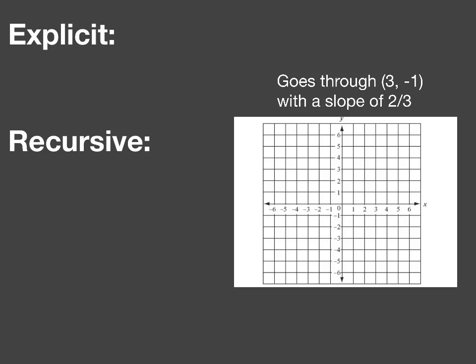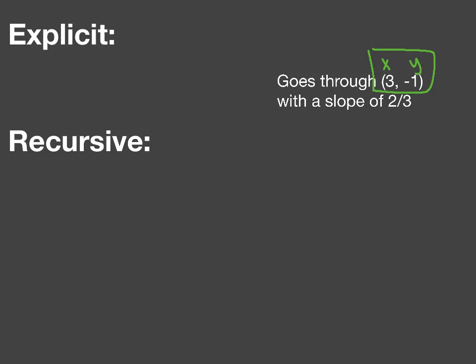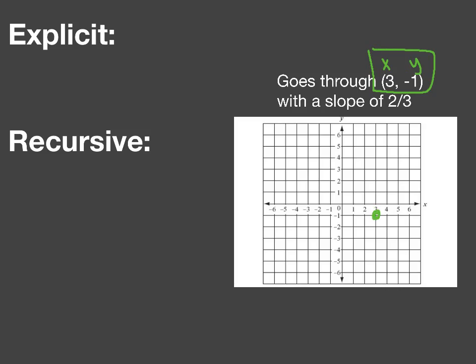Lastly, here's what we've got. Instead of a table or a graph, we've got a description. It's telling us that we have a line that goes through (3, -1) with a slope of 2/3. So if I graph this information, remember x and y, ordered pairs make one point. So I'm going to 3 on my x and -1 on my y to make my one point. Now I've got a slope of 2/3, so I'm going up 2 and over 3. And I'm making my line.